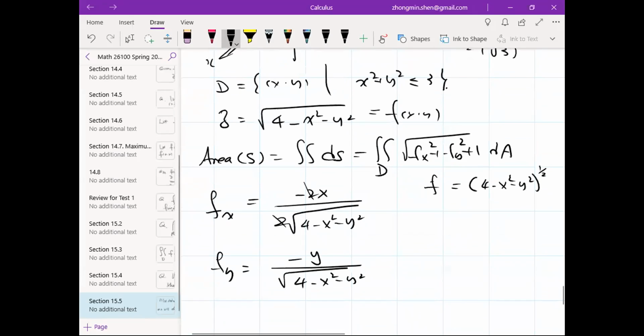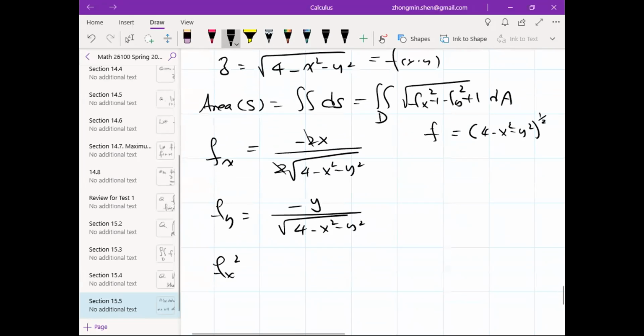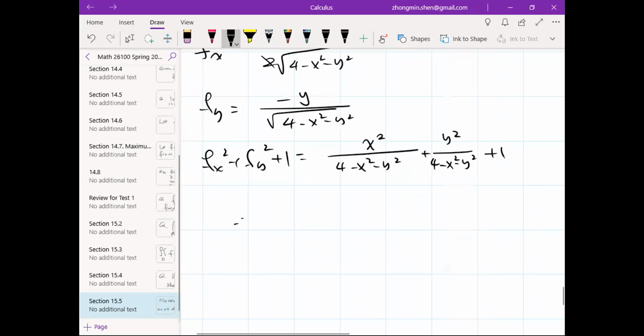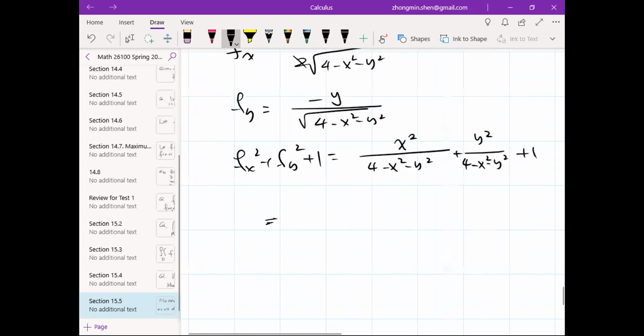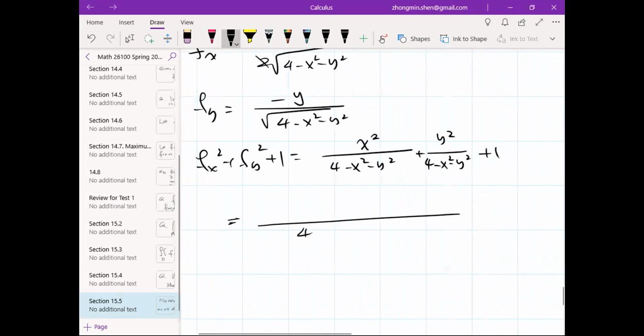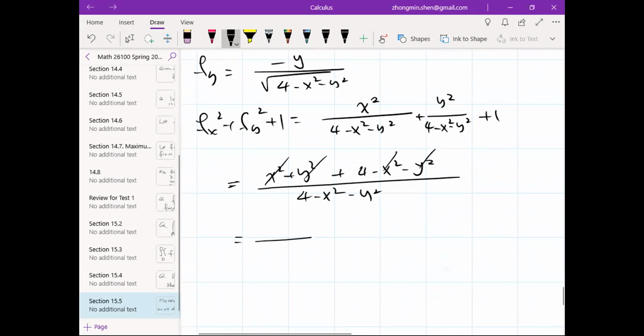Okay, now let's add them together. So I get x squared, then I get y squared, I get 1. Okay, so combine them. Yeah, the numerator will be canceled out. Here's x squared plus y squared, then 4 minus x squared minus y squared. Cancel out, cancel out, cancel out, cancel out. Yeah, it's not too bad.